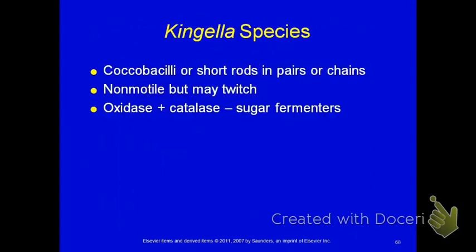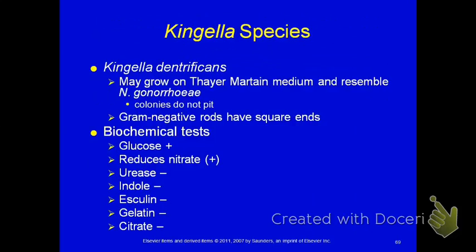So, this organism is oxidase positive, catalase negative, and they are sugar fermenters. Kingella species include Kingella denitrificans, which could grow on Thayer-Martin medium and resembles Neisseria gonorrhoeae, except that here, in Kingella species, the colonies do not pit. They are gram-negative rods that have square ends. Biochemical tests include positive fermentation in glucose and positive reaction in nitrate reduction, but negative in urease, indole, esculin, gelatin, and citrate.